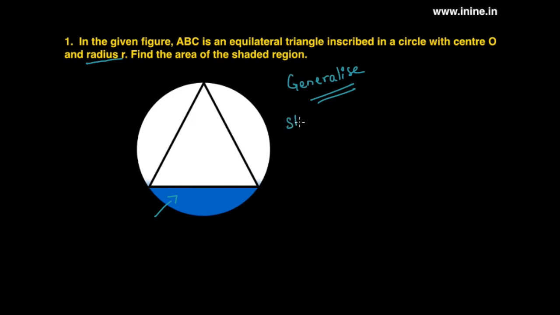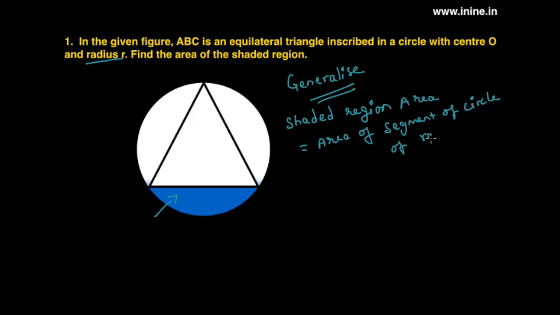You can write shaded region area is equal to area of segment of circle of radius r. It is already given that the radius is r. So let's say this is the center. Let me call this O. And if I connect, this is the radius. Similarly, let us connect from the other end. So this is our radius r.